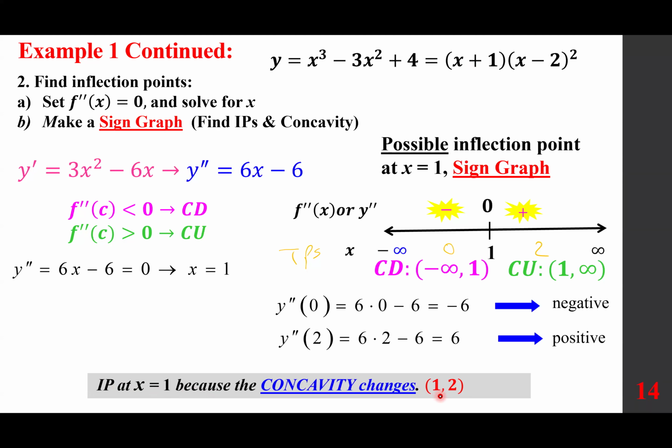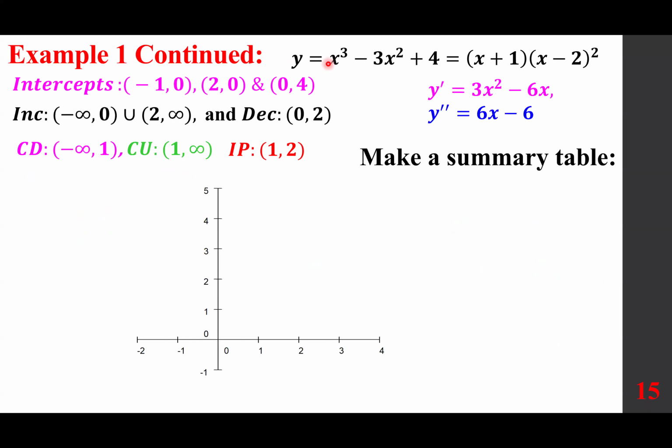Now we want to graph. So what I'm going to do, I'm going to go to the next page, and all the information that we have found so far, I'm going to write all the information. Here's the function. Here's y prime. Here's y double prime. Here's the intercept. Here's where the function is increasing, where the function is decreasing. Here's concave down, here's concave up, here's the IP inflection points. We're going to make a summary table.